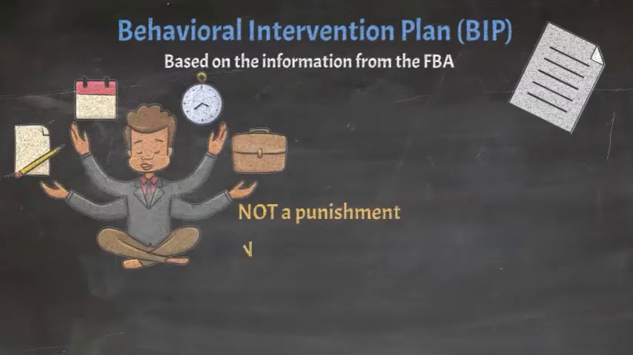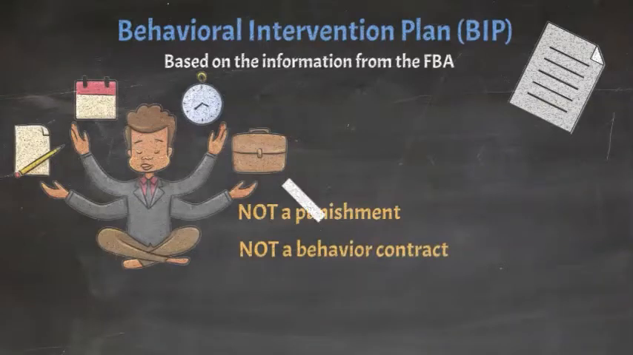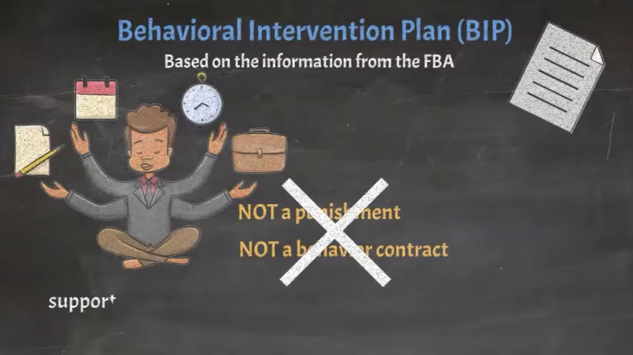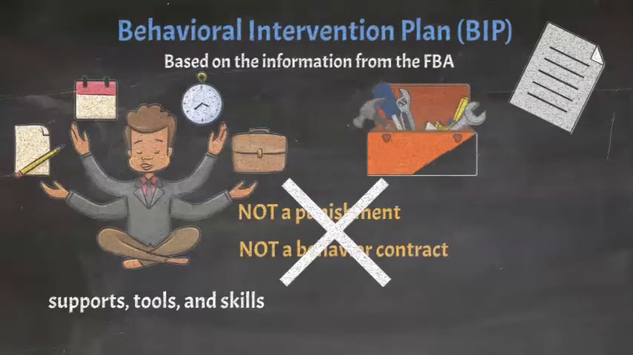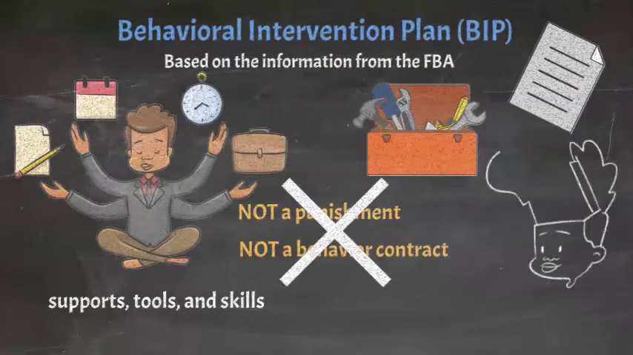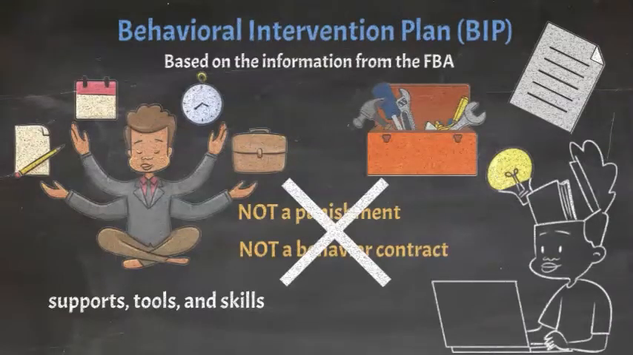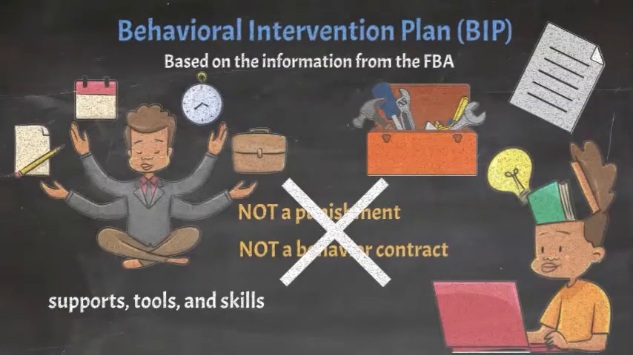The BIP is not a behavior contract that merely lists the consequences a child will receive for undesirable behaviors. The BIP provides appropriate supports, tools, and skills to the child and the school staff so that the challenging behaviors are reduced. The goals of the BIP should be positive behaviors that the child can learn that will replace the negative behaviors that the BIP is addressing.